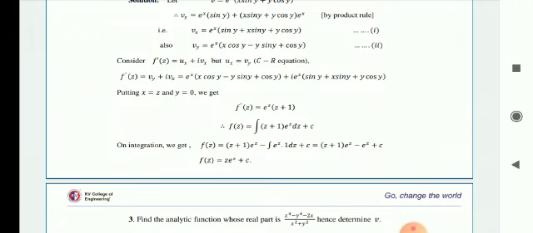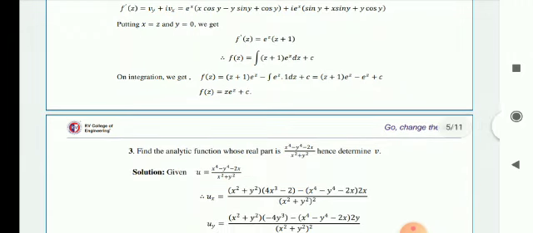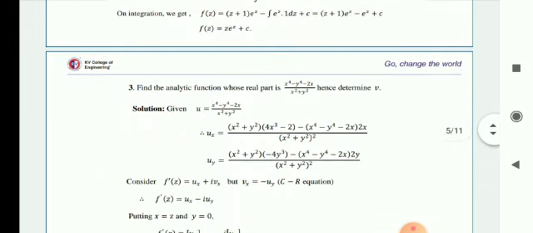Now if you want to get the real part, you just have to replace z as x plus iy and segregate the real and imaginary parts. That gives you the real part of this analytic function f of z. Similarly, a few more examples are given here.